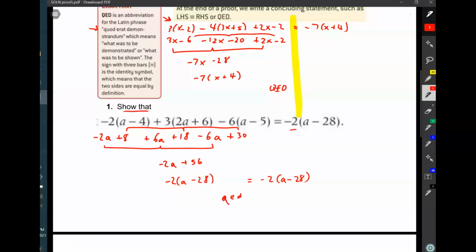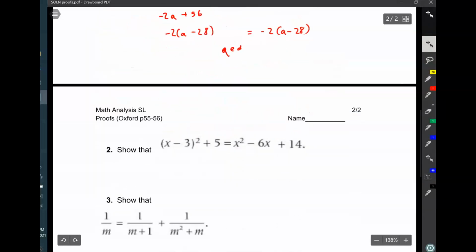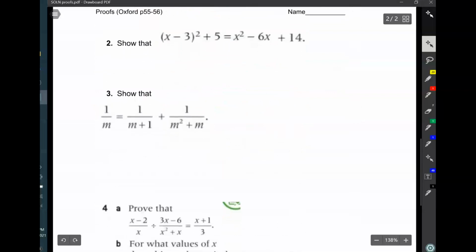Okay, so that was it for the first page. Let's go to the second page. Now, all these examples here are just simple algebra problems. Probably most of the ones where you're going to do this are going to be mostly trig problems and sometimes log. Okay? All right. Show that x minus 3 squared plus 5 equals x squared minus 6x plus 14.